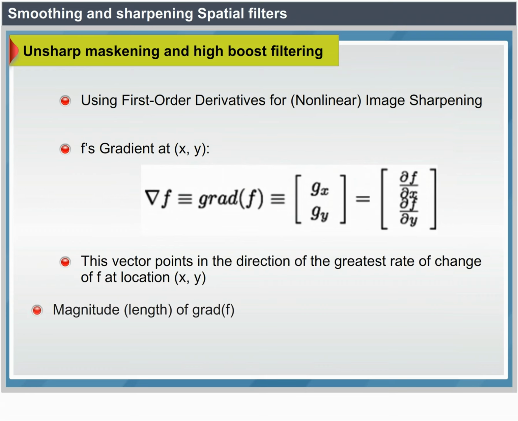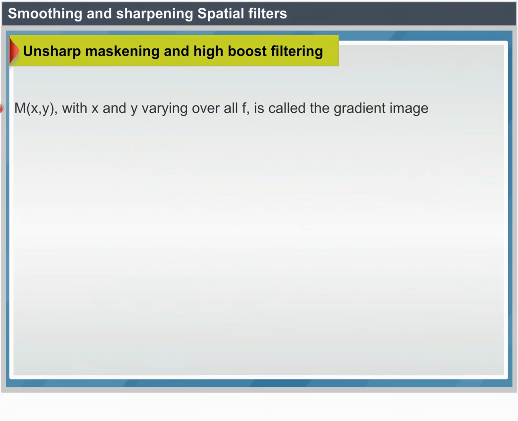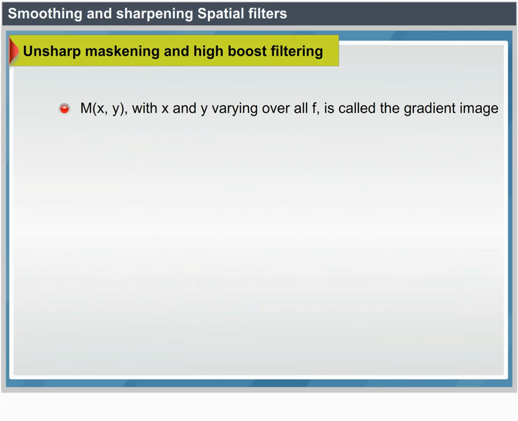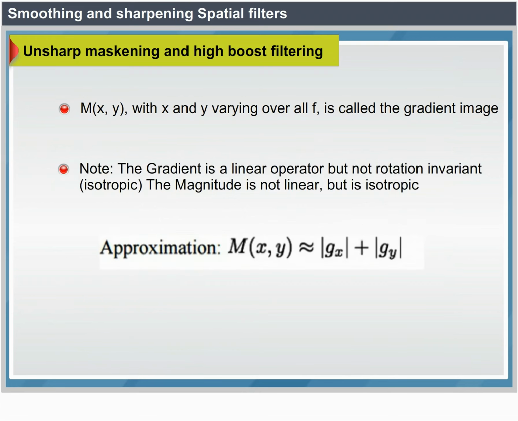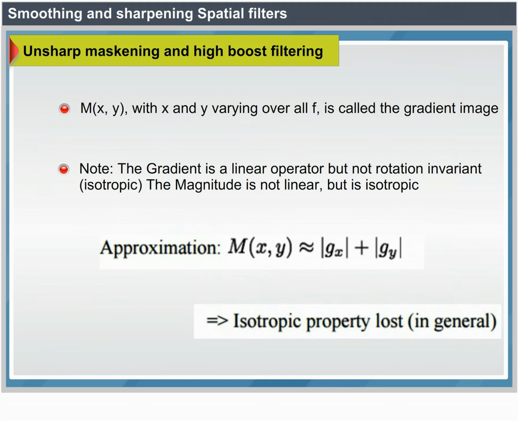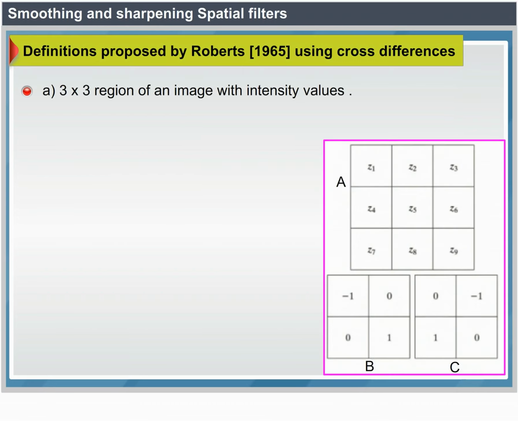Definitions proposed by Roberts in the year 1965 using cross differences. In the below figure, A represents a 3 x 3 region of an image with intensity values. B and C represent Roberts cross gradient operations. Approximations to Gx and Gy using a 3 x 3 neighborhood centered on z5. In the below image, we can distinguish the optical image and the Sobel image.